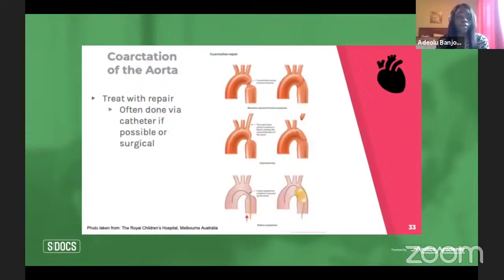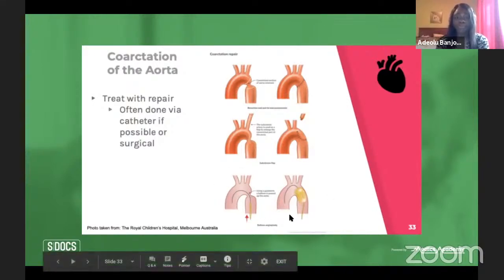So the way you would treat a coarctation of the aorta is to repair it. So it can be done via catheter if possible, or it might need open surgery as well. But it's most commonly done via a catheter, which you can see in the picture at the bottom.